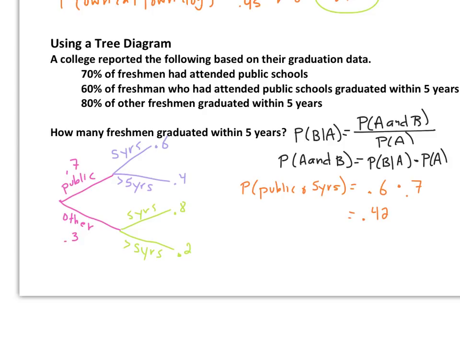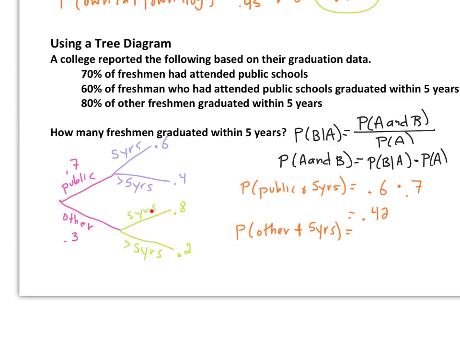All right, now we need to do the other side, the probability of other type of high school and graduated within 5 years. Okay, so now we are looking at, again, the probability of A and B is the probability of B given A, so the probability they graduated within 5 years given they went to another type of high school. So we're on this bottom branch now.